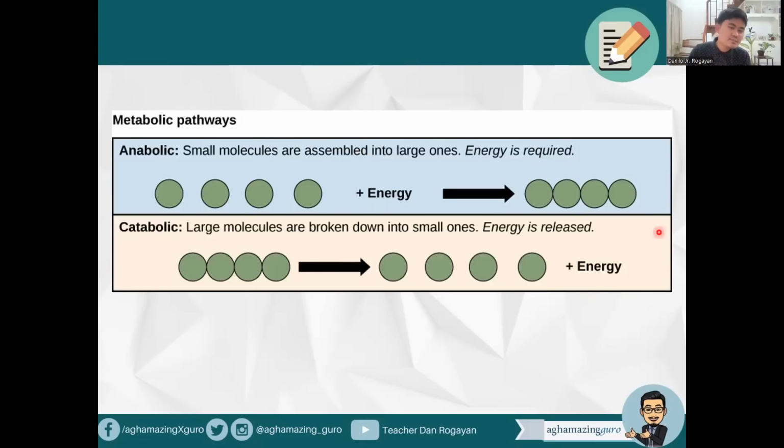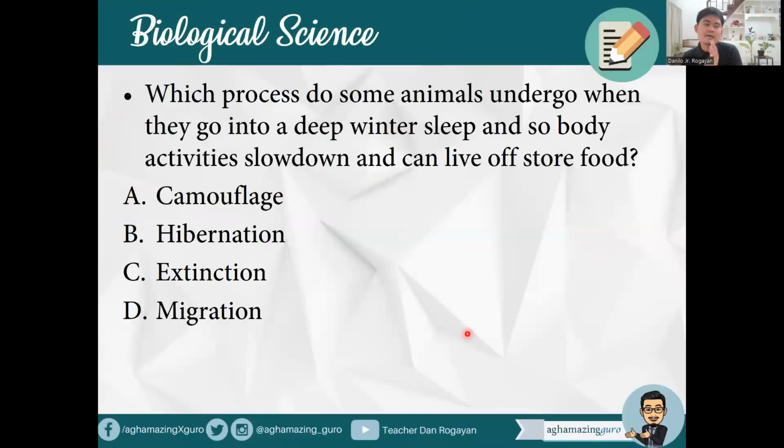Okay? While anabolism, small molecules are assembled into large one and energy is required. So photosynthesis, therefore, is an example of anabolism. Okay? So what is actually the energy being used? The solar energy or the light energy. Again, tatandaan na. Okay, next. Which process do some animals undergo when they go into a deep winter sleep and so body activity slow down? Camouflage, hibernation, extinction, migration.